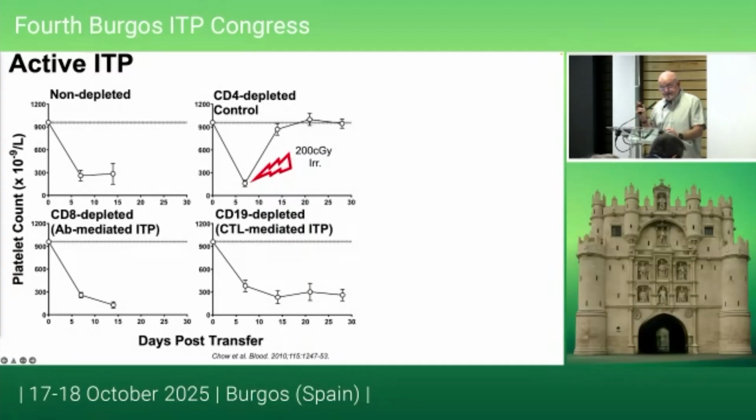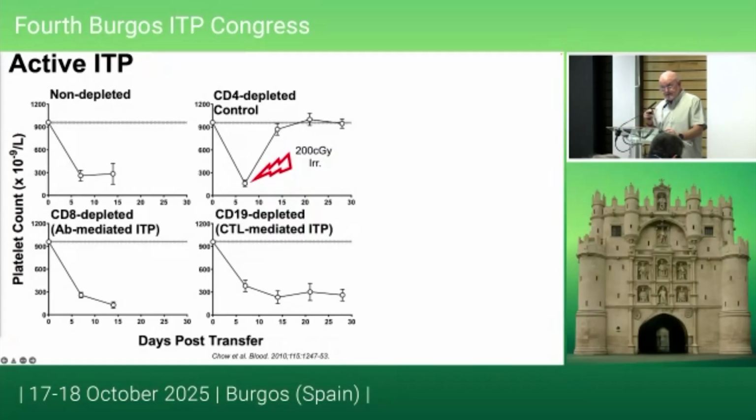If we deplete CD4 positive helper cells, we completely abrogate the response. They do become thrombocytopenic in the first week, but that's due to the irradiation that we give the animals. But they rescue their platelet counts, and this is the typical control response that we see.